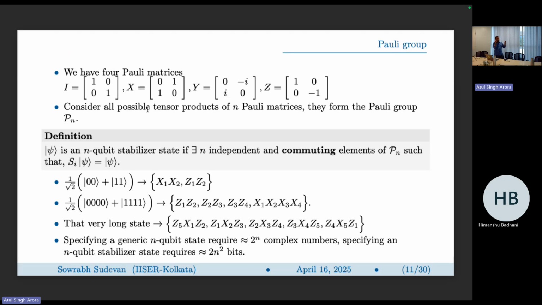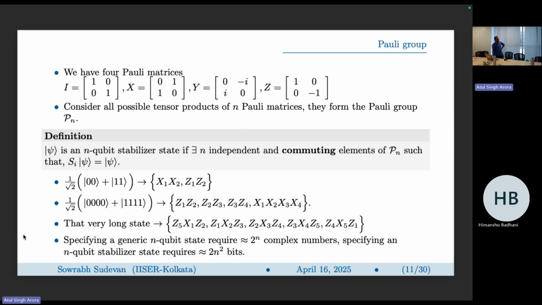Now, consider all possible tensor products of n Pauli matrices. I've already shown what a tensor product is for vectors, I haven't shown it for matrices, but you can look it up. These, plus or minus i and plus or minus 1, form the Pauli group. As in, they're closed under multiplication, the associative law holds, inverses exist, all the usual group stuff.